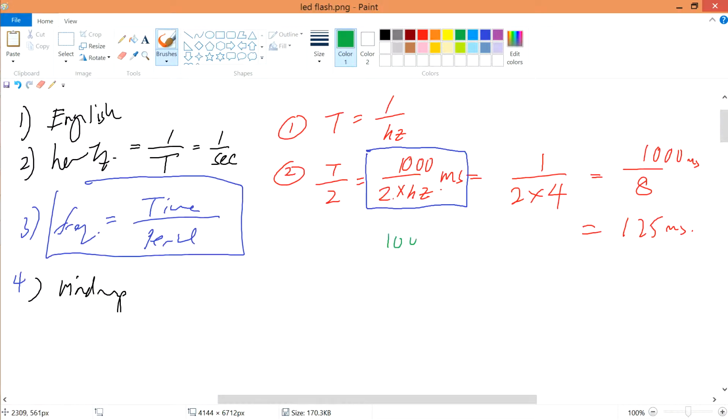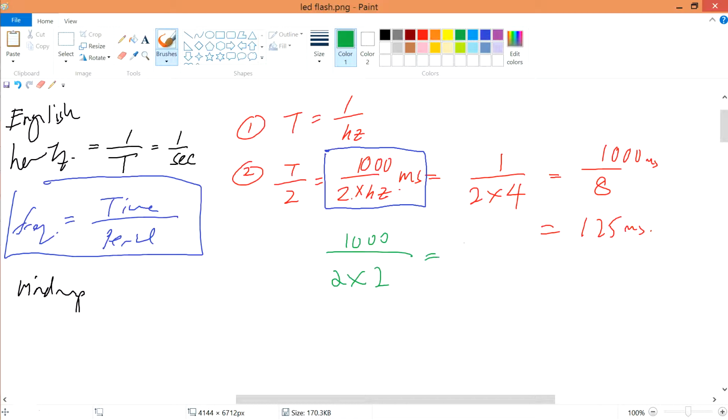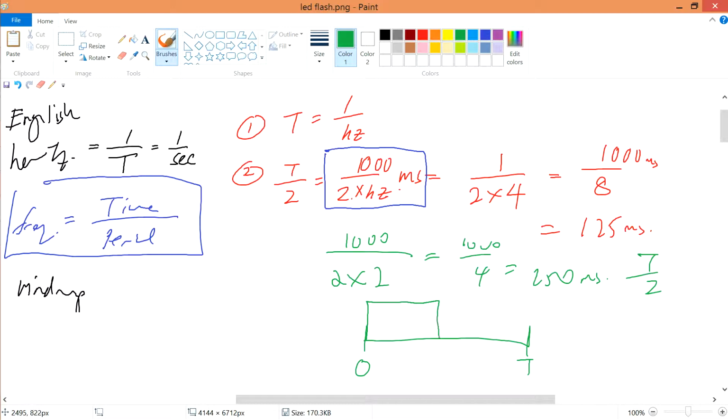So 1000 divided by 2 times how many? It says 2 Hz, right? So I would have 2 times 2, which equals 1000 divided by 4, which is 250 milliseconds. So this is half a period, sorry. As for one period, from period 0 to some period, half of the period will be on, half of the period will be off.